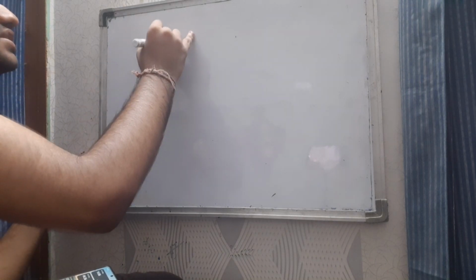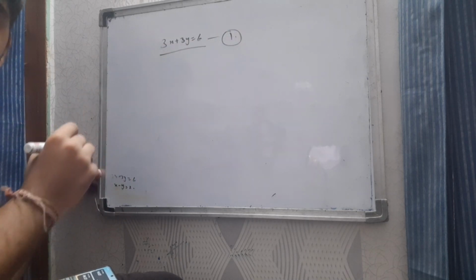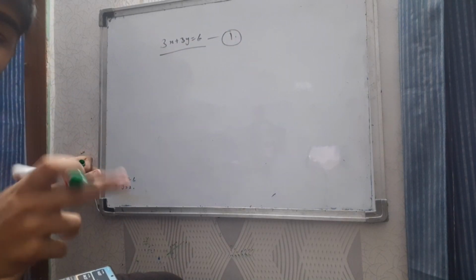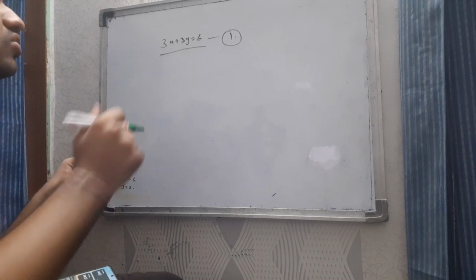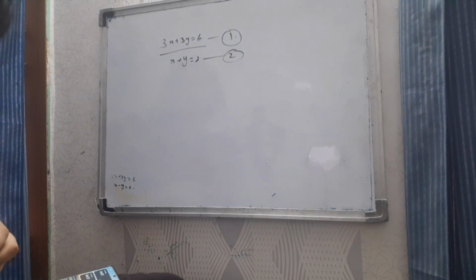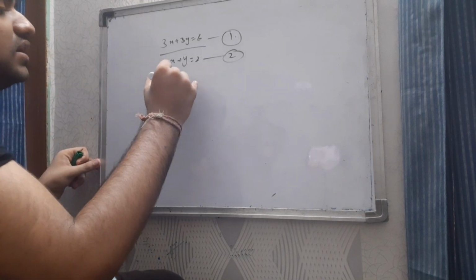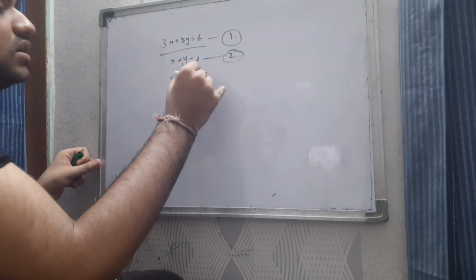So the next question given is, the price of 3 apples and 3 mangoes is equal to 6. So 3x plus 3y is equal to 6. The first statement given is this. And the second statement is the price of 1 mango and 1 apple is equal to 2. Find the price of 3 apples and 2 mangoes.